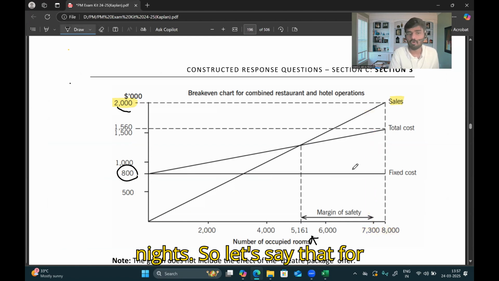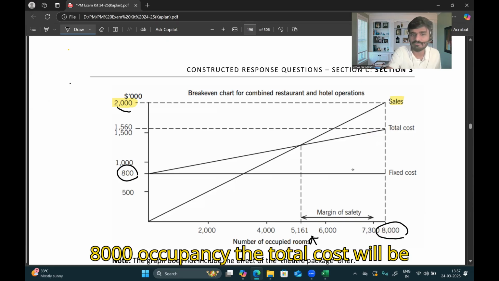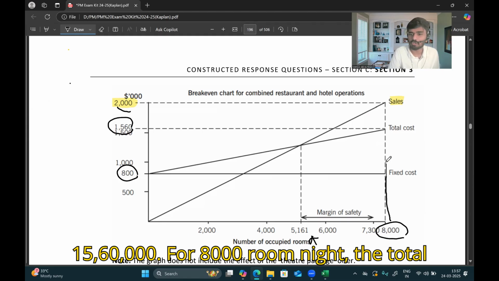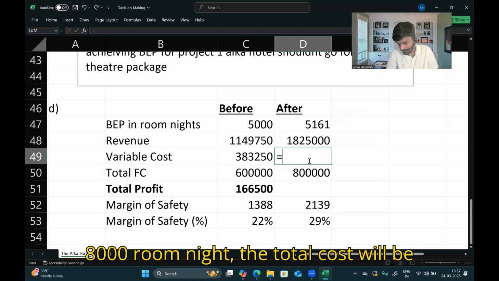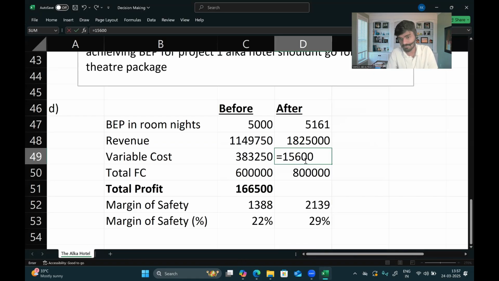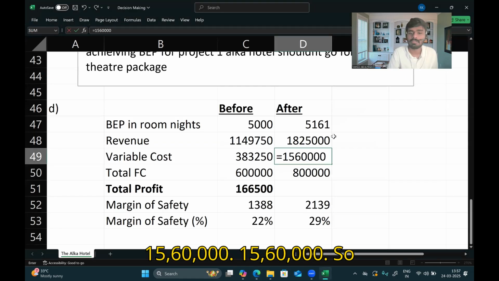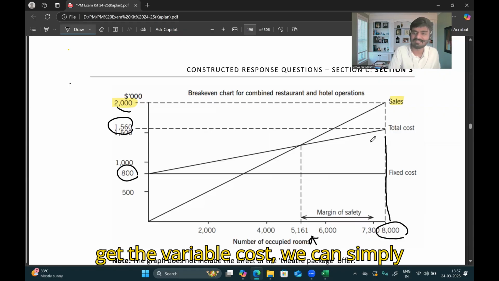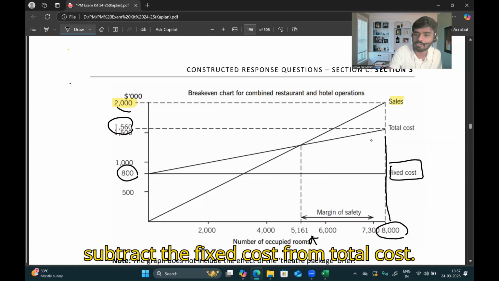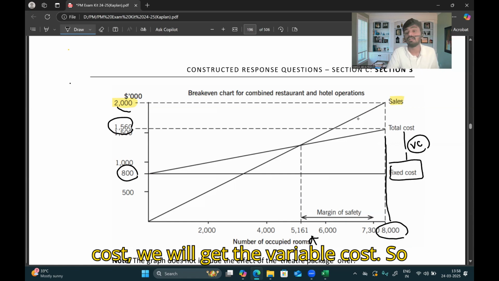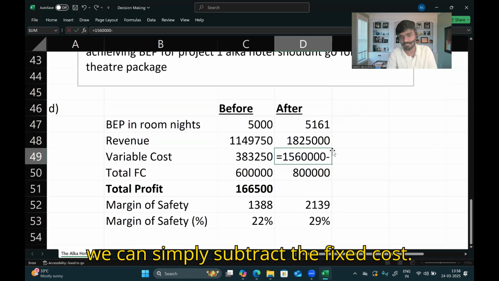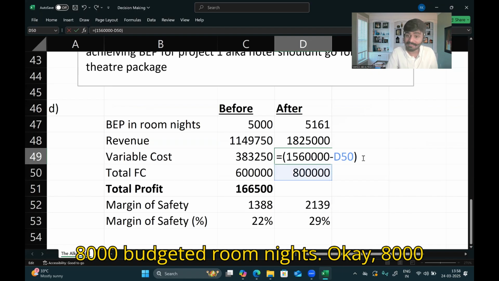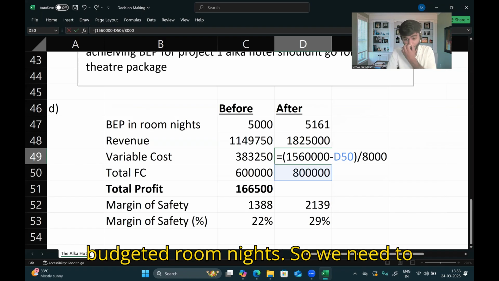So let's say that for 8,000 room nights the total cost will be 15 lakh 60,000. Okay, right, 15 lakh 60,000. It's the total cost for 8,000 room nights. We don't need the total cost, we need only the variable cost. So in order to get the variable cost, we can simply subtract the fixed cost from the total cost. Fixed cost is 8 lakh. This is the total variable cost of 8,000 budgeted room nights. So we need to divide by 8,000.